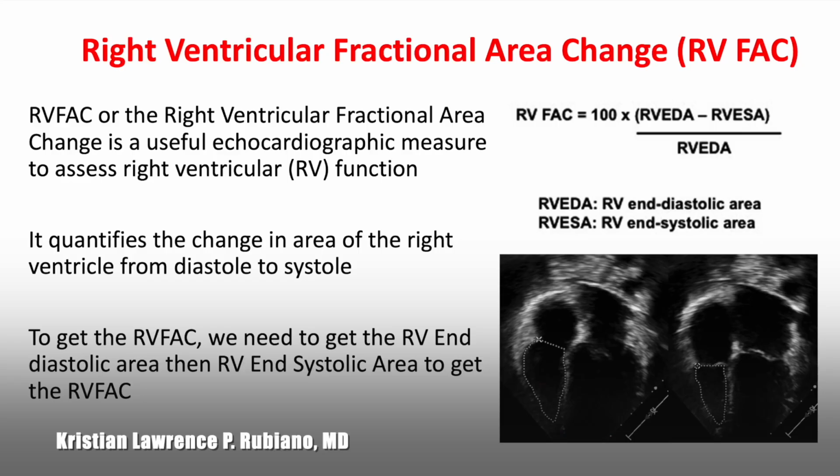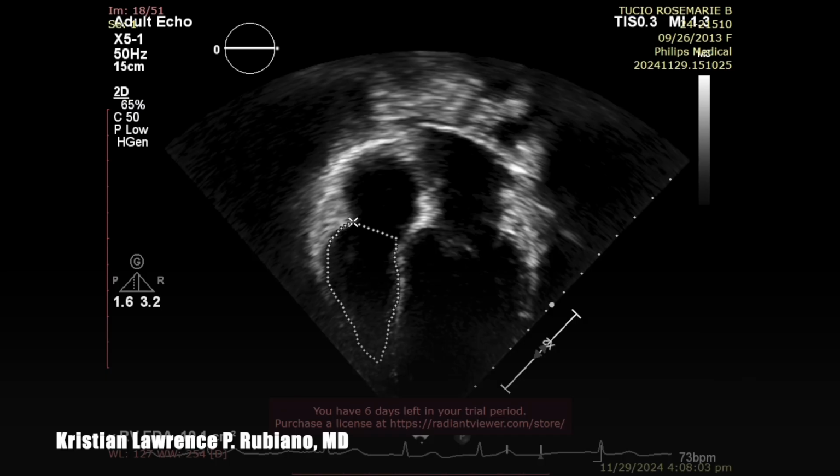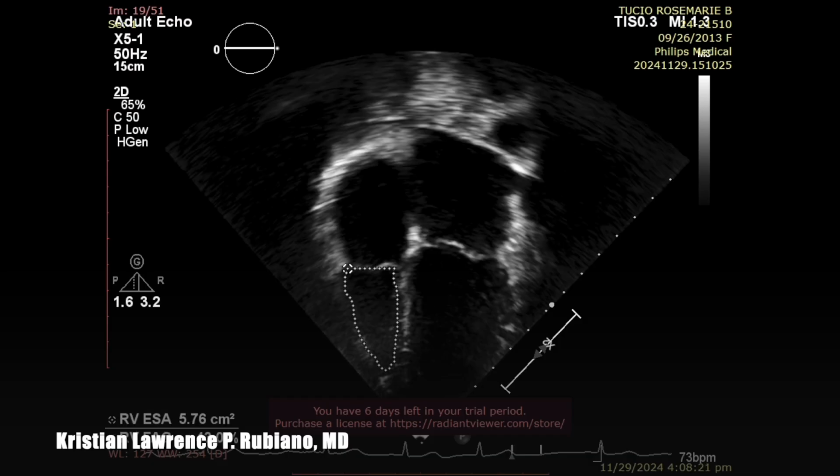Then next is to get the RVFAC, or the right ventricular fractional area change. It is a useful echocardiographic measure to assess the right ventricular function. It quantifies the change in area of the right ventricle from the diastole to systole. To get the RVFAC, we need to get the RV end diastolic area, then RV end systolic area to get the RVFAC.